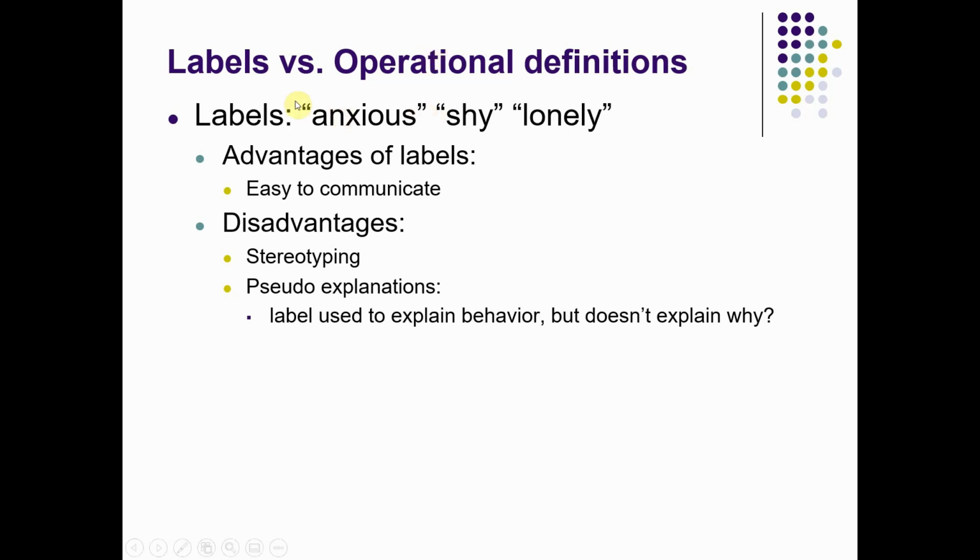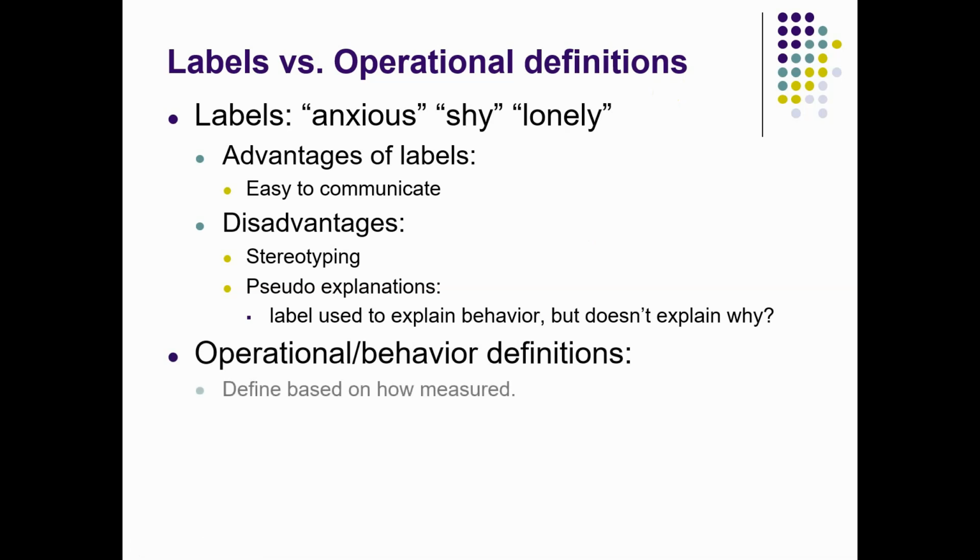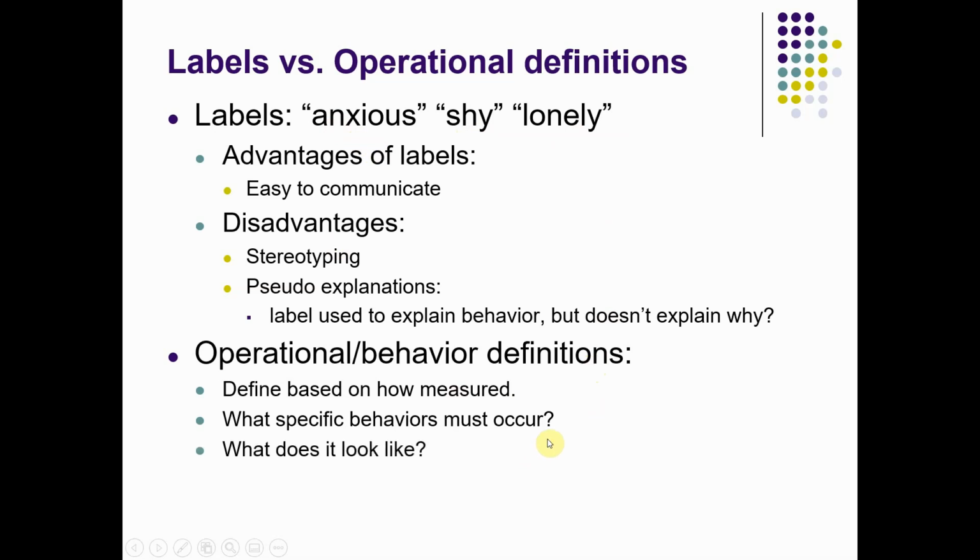So while behaviors can be labeled, and we can use labels, in behavior modification, we tend to focus on using what are called operational definitions. Now, my guess is you've heard of operational definitions in your other classes before, but let's talk about what they're going to mean for this class, because you're going to need to operationally define some of your own behaviors. By operational definitions, we're talking about defining a behavior based on how it's being measured. So we're looking at what specific behaviors must occur to say that somebody is showing shy behaviors, or lonely behaviors, or anxious behaviors. What are the specific behaviors that must occur? What does this look like?